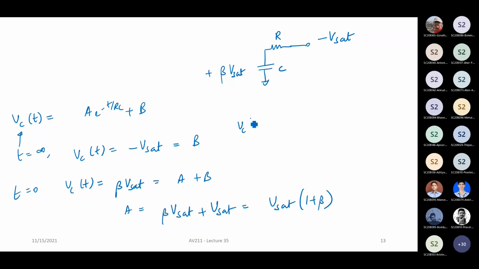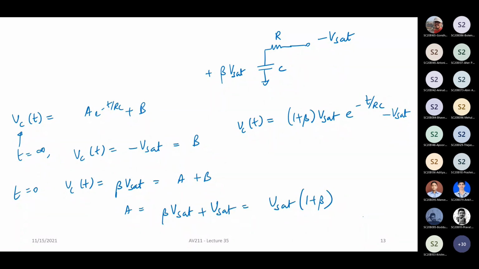So Vc of T can be written as what? 1 plus beta times Vsat multiplied by e power minus T by RC plus, or rather in this case, minus Vsat. Correct? All right. So this is what you would basically get.